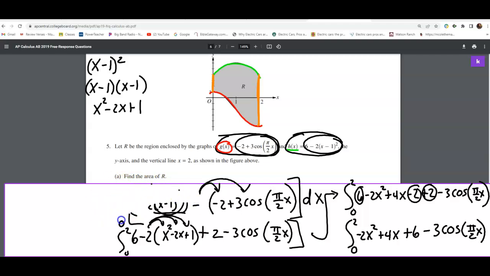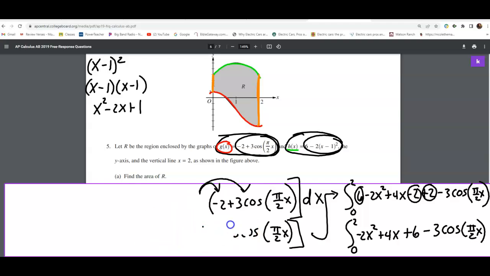So I think that's as simple as we're going to get it. Now I'm going to have to do that trig one separately, because that trig one's going to require some u substitution. But the rest of it we can integrate like normal. Clean all this fun stuff up real quick.